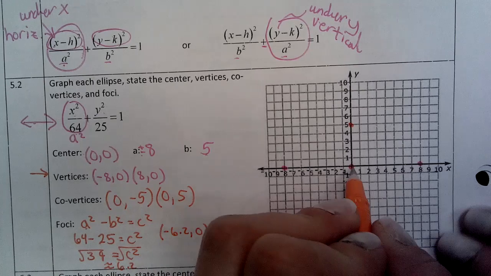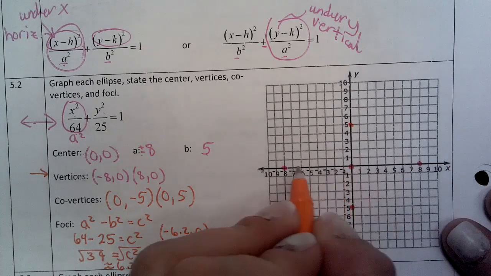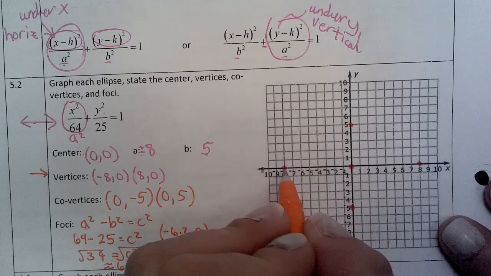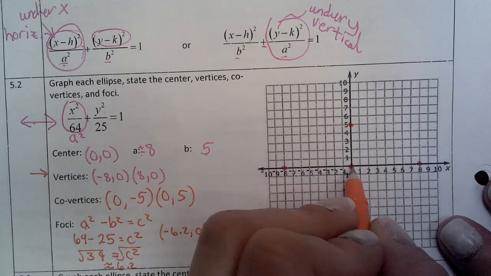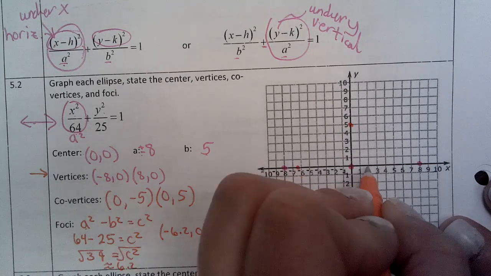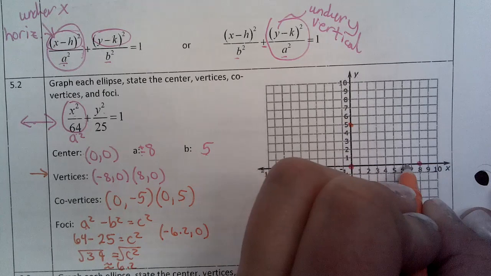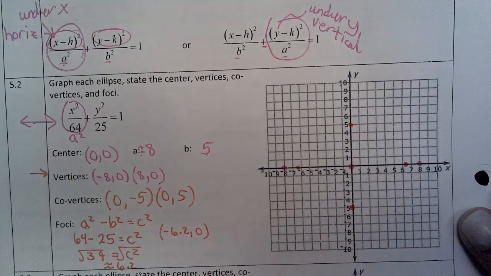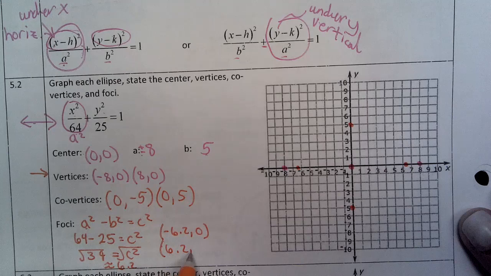And if you don't know this, then start here, say, okay, my horizontal axis is my major axis. So I need to go 6.2 in either direction from my center. And then it would be 6.2, 0.